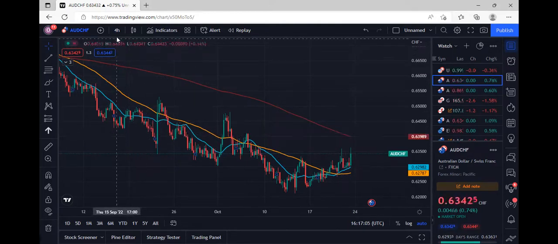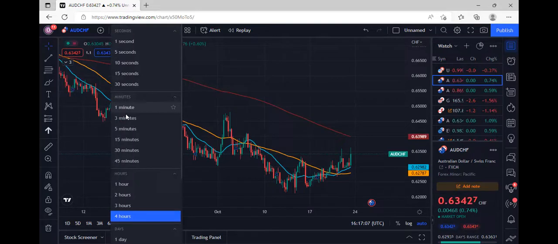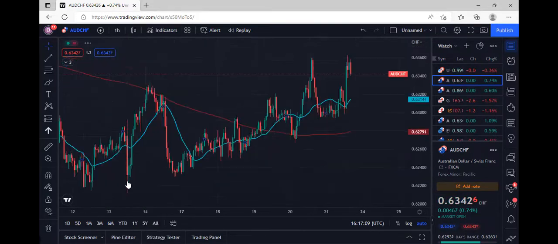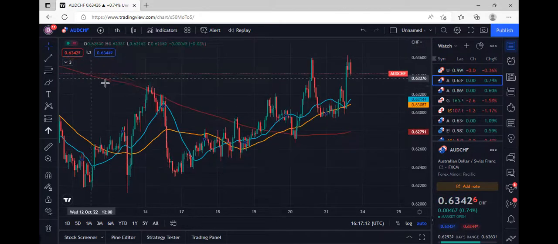When we go to our 1-hour chart, the same thing is happening. Okay, the same thing is happening. We're already in the buyer's market.